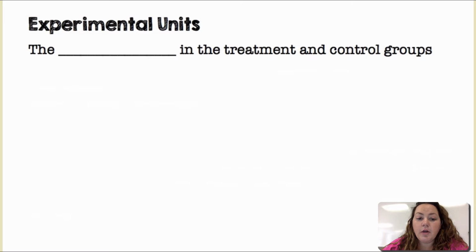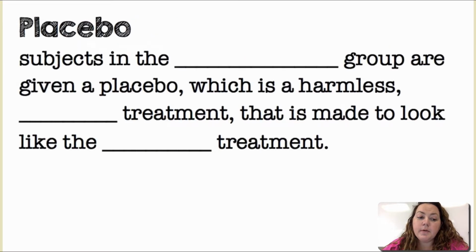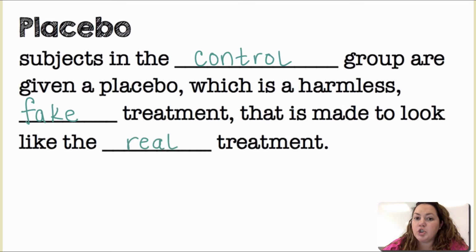Experimental units are the subjects in the treatment and control group. A placebo is given to subjects in the control group, which is a harmless fake treatment that is made to look like the real treatment. So sometimes it'll just be a sugar pill or a pretend shot, something that looks like the real thing, but you're not actually getting anything.